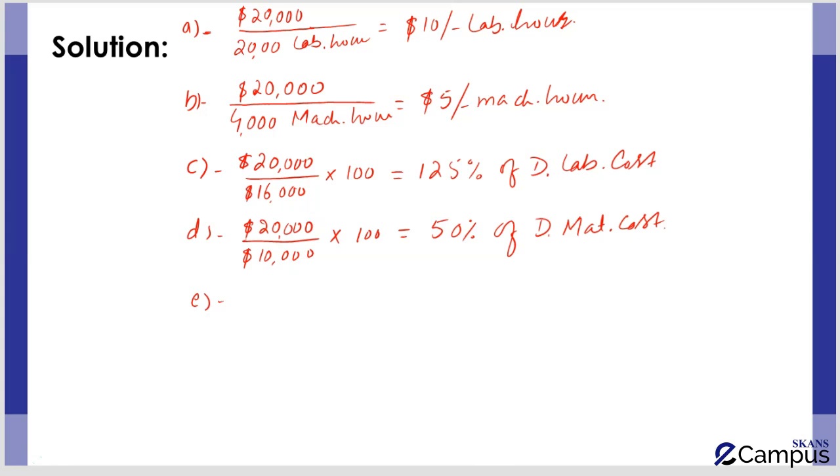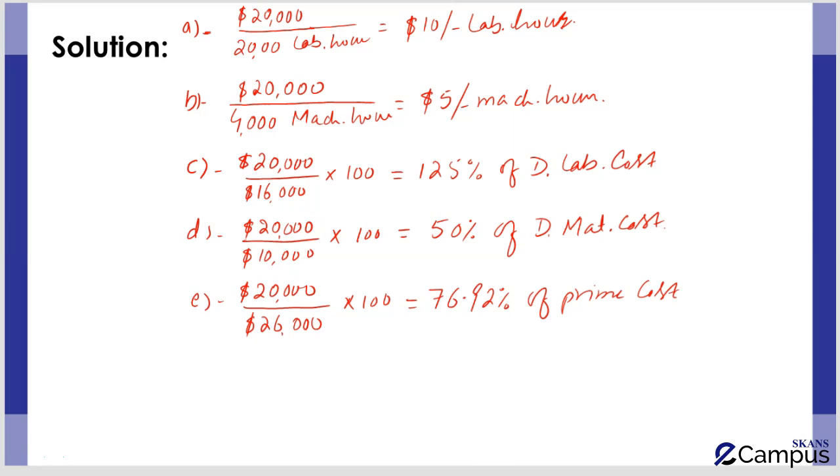Now move on to E. E is if the activity level is prime cost. So as I told you earlier, we will take the prime cost as an activity level, which is 26,000, the sum of direct material and direct labor cost. Here we need to multiply by 100. So the overhead absorption rate would be 76.92% of prime cost. It means for a project, our overhead cost would be 76.92% of the prime cost.